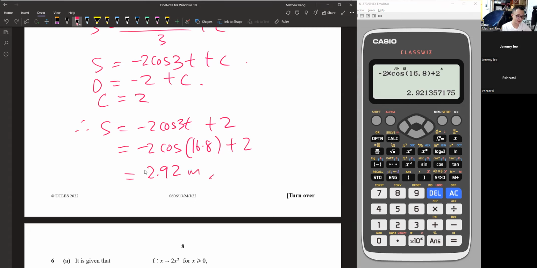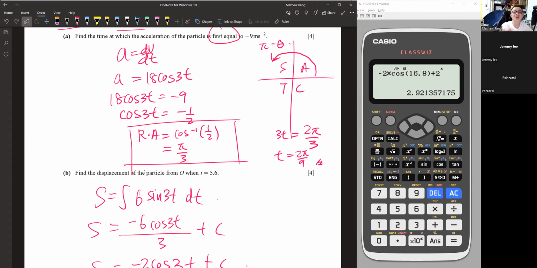Alright, so this is how we solve this kind of simple kinematic question. This one no need to make a U-turn, find distance and all that. This one just purely differentiate, integrate, and apply some trigo knowledge only. And easily get 8 marks here.